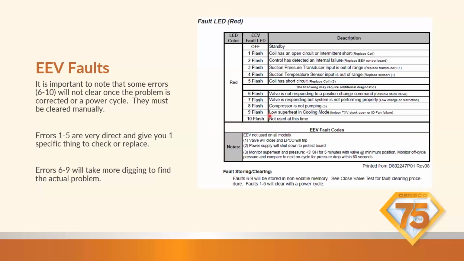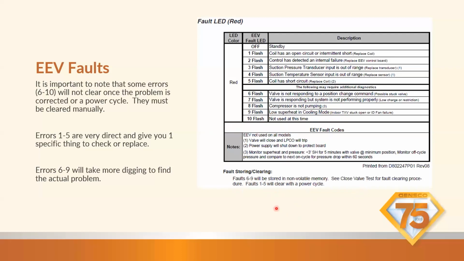So if you're getting a 6, 7, 8, 9 flash error code, dig deeper, find the problem. We'll go over what those could be. But that is going to be one of those things where once you feel like you have it fixed, you have to manually go in and clear it. And it talks about it right down here. It says faults 6 through 9, this is right out of the service packs, will be stored in the non-volatile memory. See the closed valve test for fault clearing procedures.